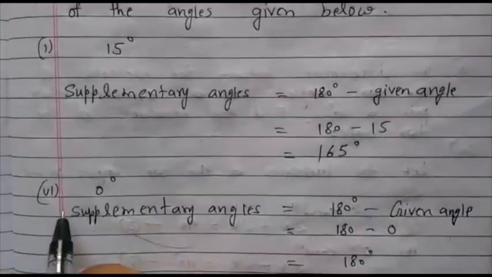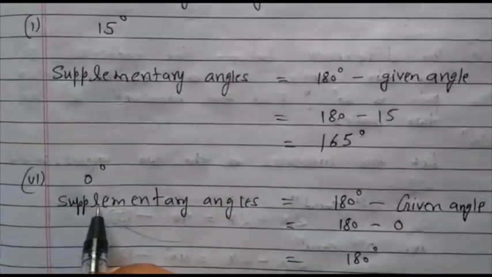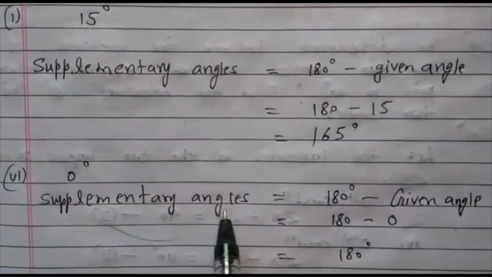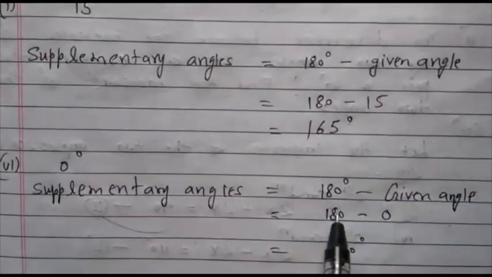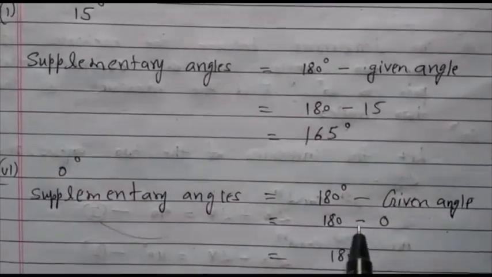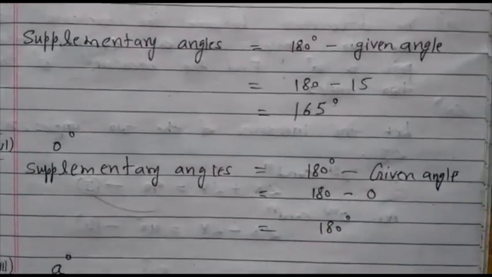Now come to the next question. Here the given angle is 0 degrees. So what is the supplementary angle? Supplementary angle is equal to 180 degrees minus the given angle. 180 minus 0. If you subtract 0, we will get the same answer. That is what? 180 degrees.